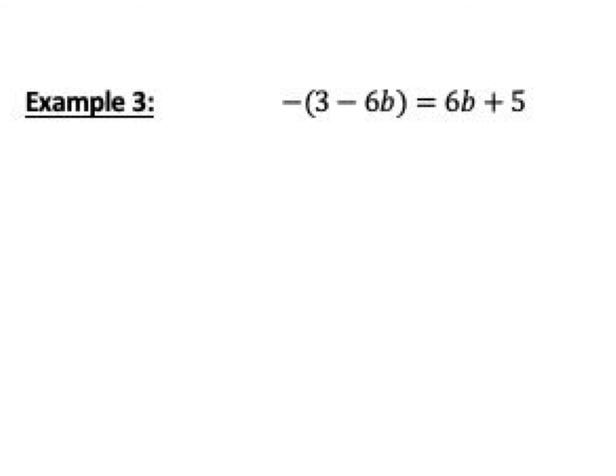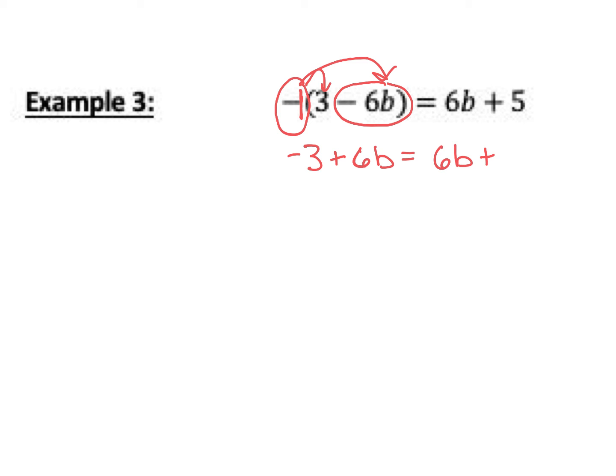Notice how there's a negative on the outside of the parentheses. I'm going to put a 1 in there. So we're going to put -1 times 3. So it's -3. -1 times -6b is a positive 6b. And then the rest stay the same.